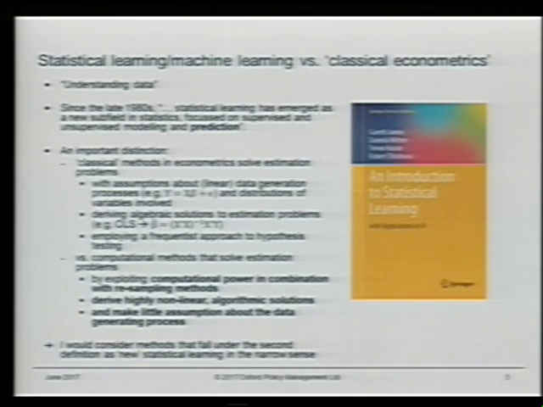What's this difference? From my perspective, when we have an estimation problem in economics or in econometrics, the way that we approach it, in very rough terms, is that we make assumptions about data generation processes, very often linear data generation processes, and distributions of the variables involved. We often derive closed-form solutions to these estimation problems, the beta hat of the OLS estimation. And we employ a frequentist approach to hypothesis testing.